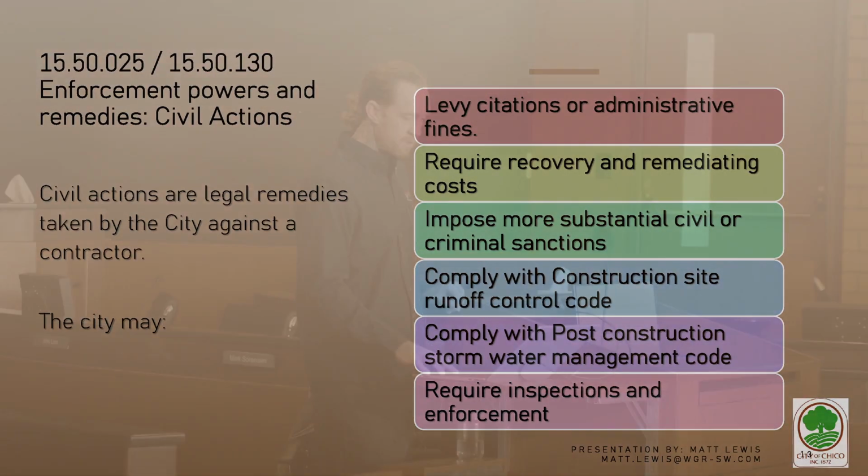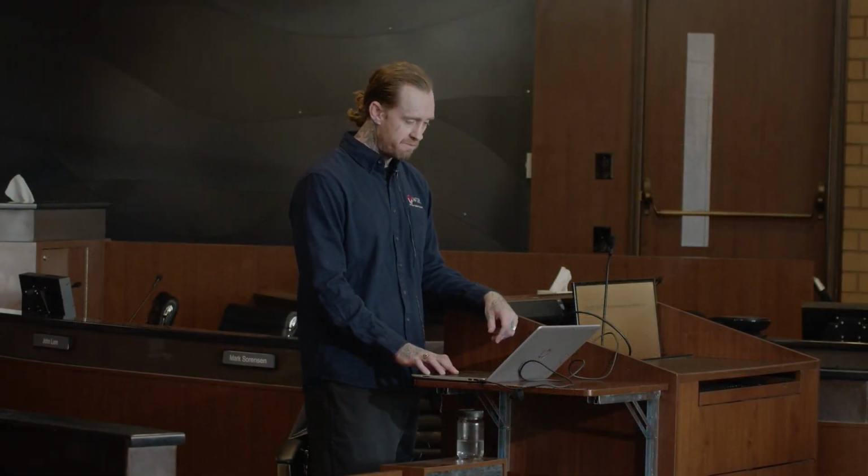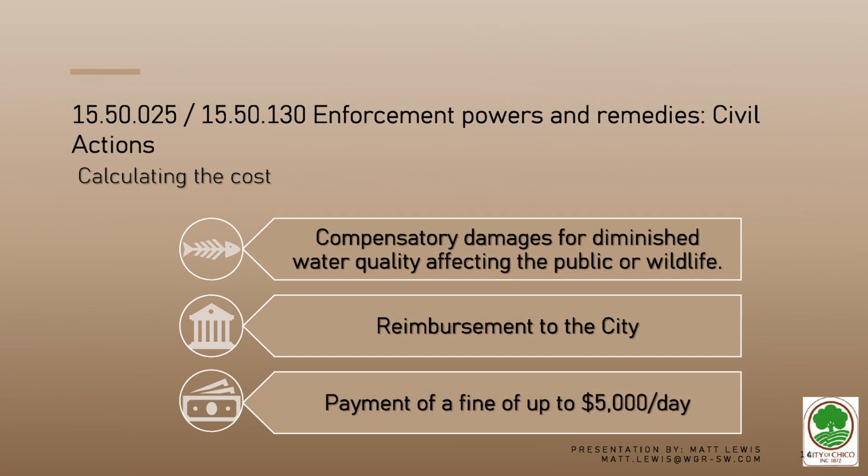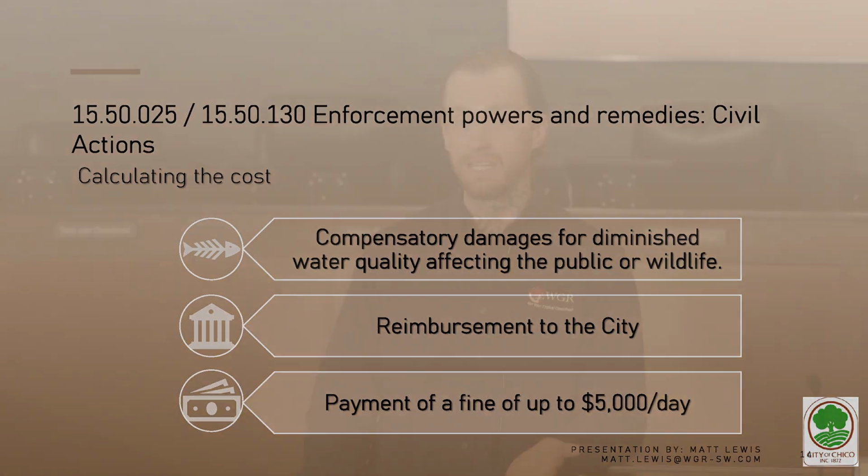All right, we're getting there. We're getting through the tough stuff. Civil actions, calculating the cost. As I said, compensatory damages for diminished water quality affecting the public or wildlife. So that's pretty serious. And the city has all the authority to go absolutely crazy, because that's a terrible thing if you're polluting the water or the public or the wildlife.